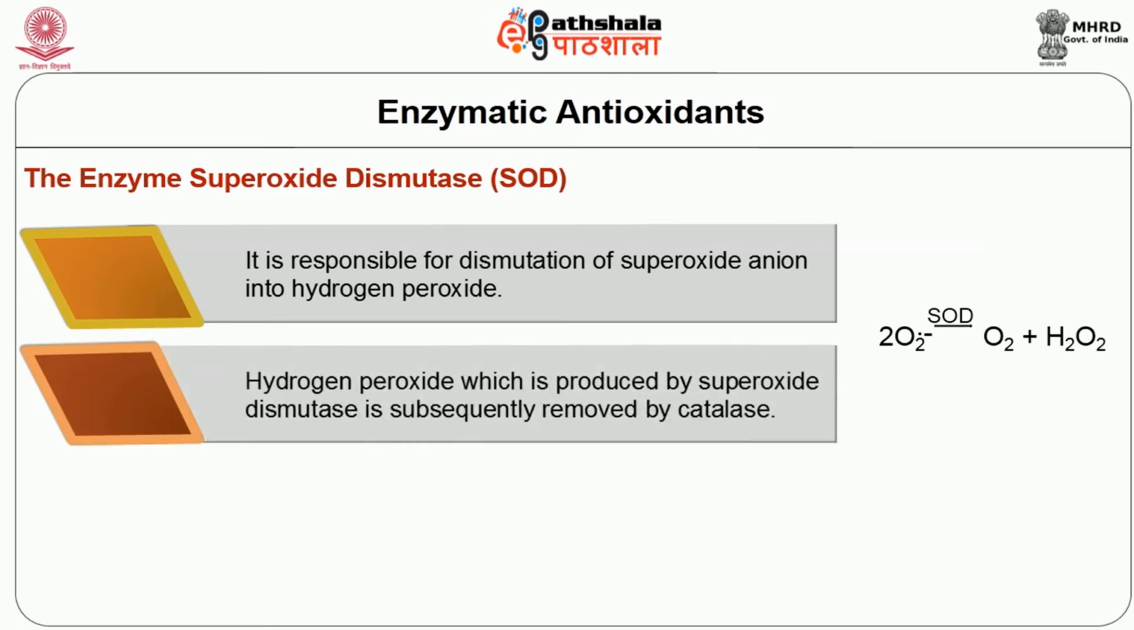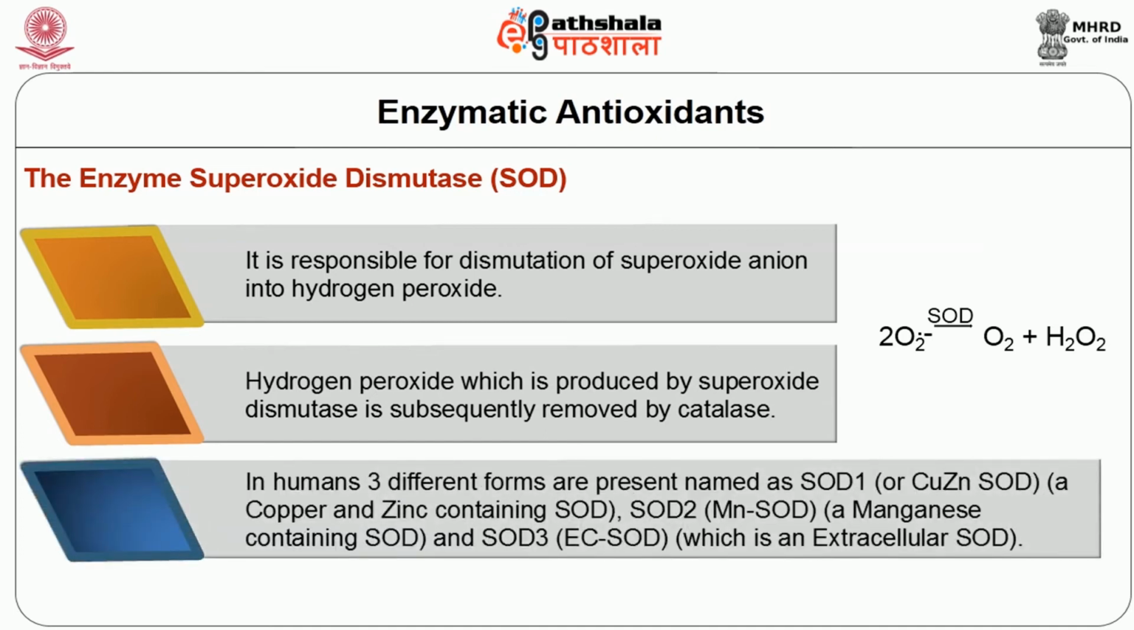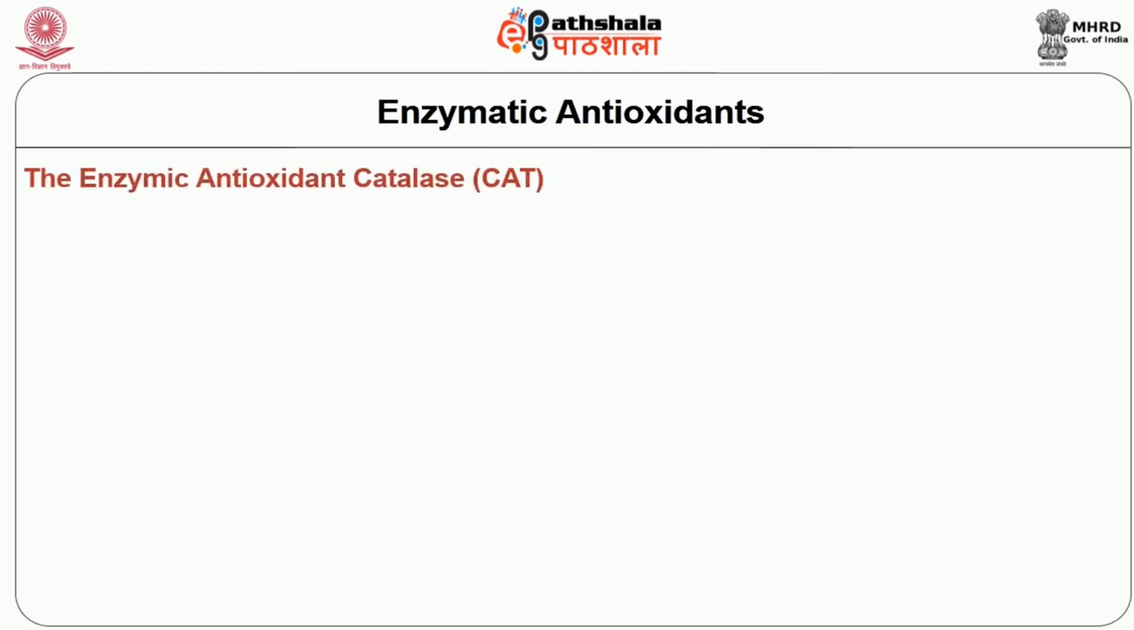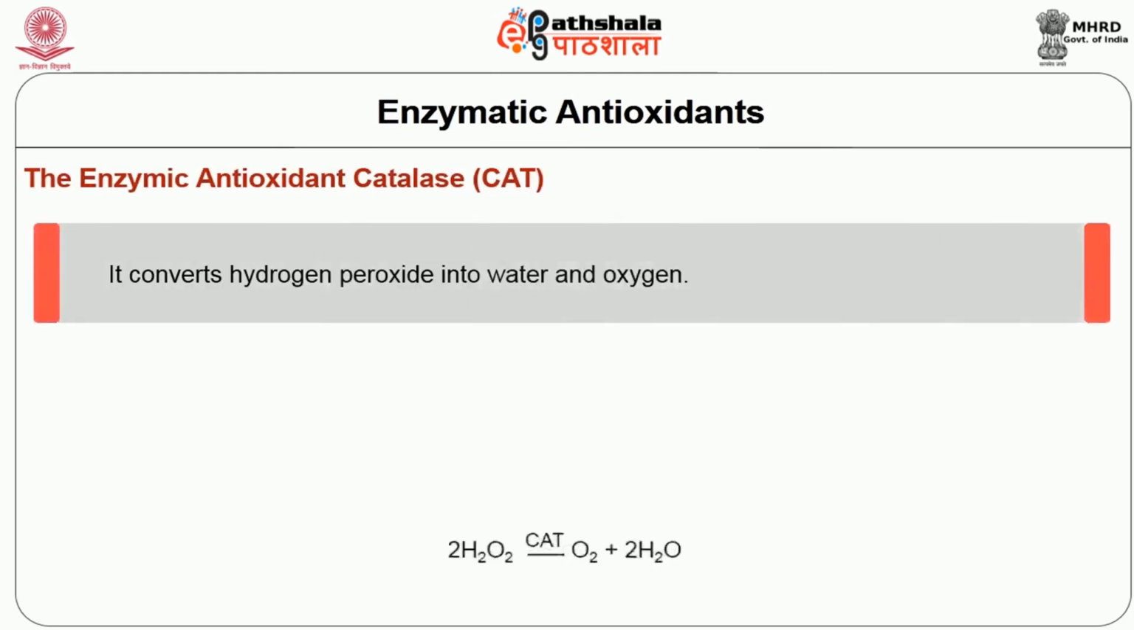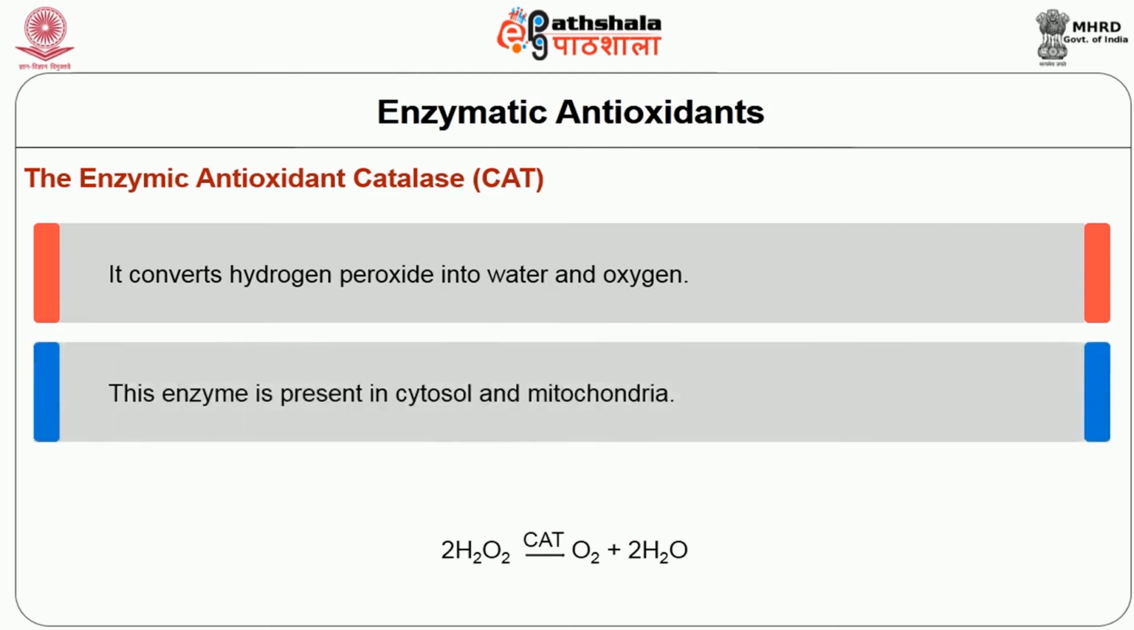Hydrogen peroxide, which is produced by superoxide dismutase, is subsequently removed by catalase. In humans, three different forms are present named SOD1, a copper and zinc containing superoxide dismutase, SOD2, a manganese containing superoxide dismutase, and SOD3, which is an extracellular superoxide dismutase. The enzymatic antioxidant catalase converts hydrogen peroxide into water and oxygen. The enzyme is present in cytosol and mitochondria.